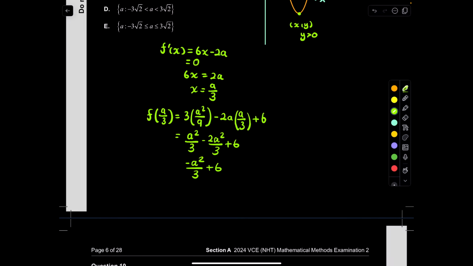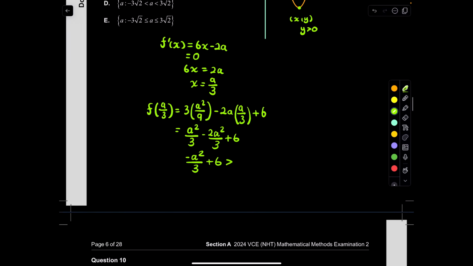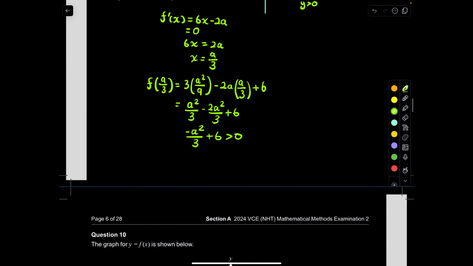Now, what did we say? We wanted the y value to be greater than 0. So we want to solve this to be greater than 0. That gives me negative a squared on 3 greater than negative 6. Multiply both sides by 3. We get negative a squared is greater than negative 18. Divide both sides by negative 1, but be careful: if you're dividing by a negative number, the inequality sign changes. So it'll be less than 18. And hence, what is this going to simplify to?